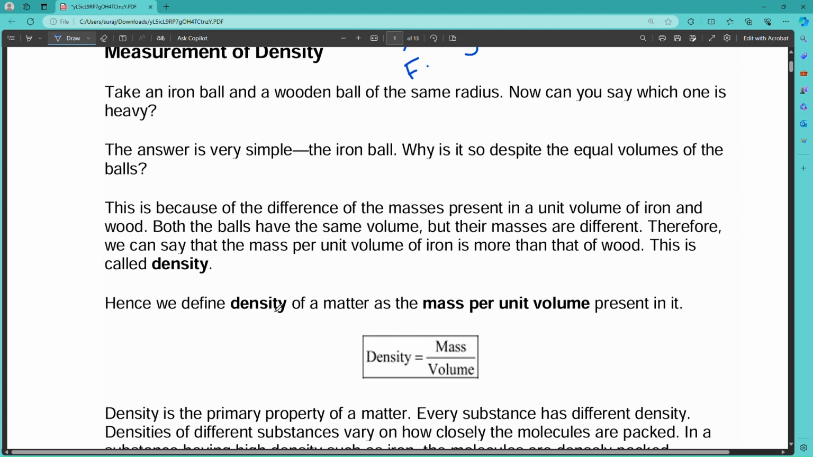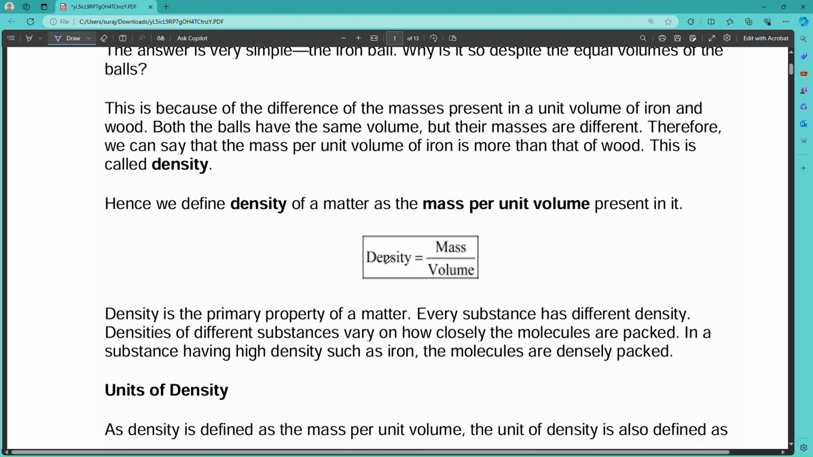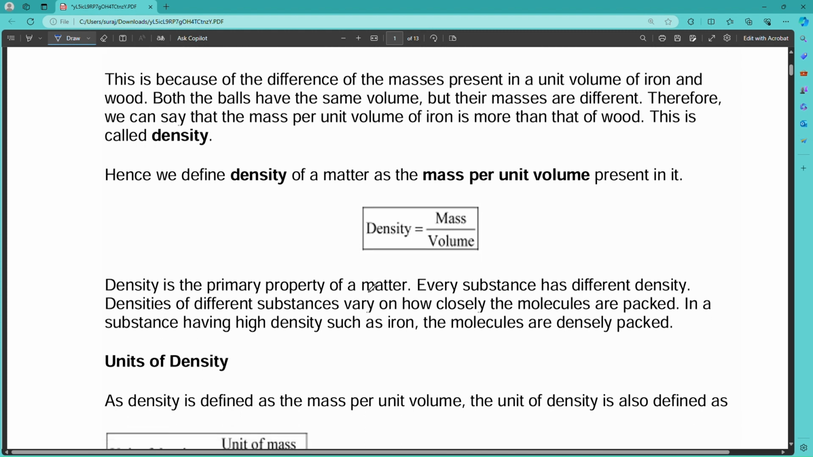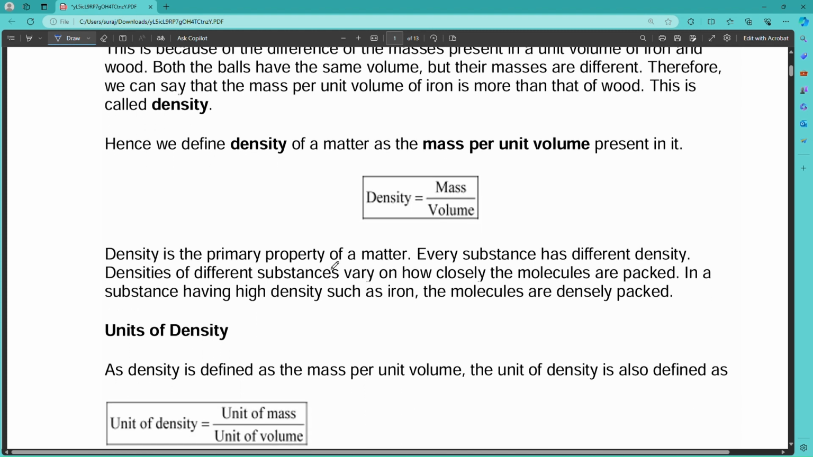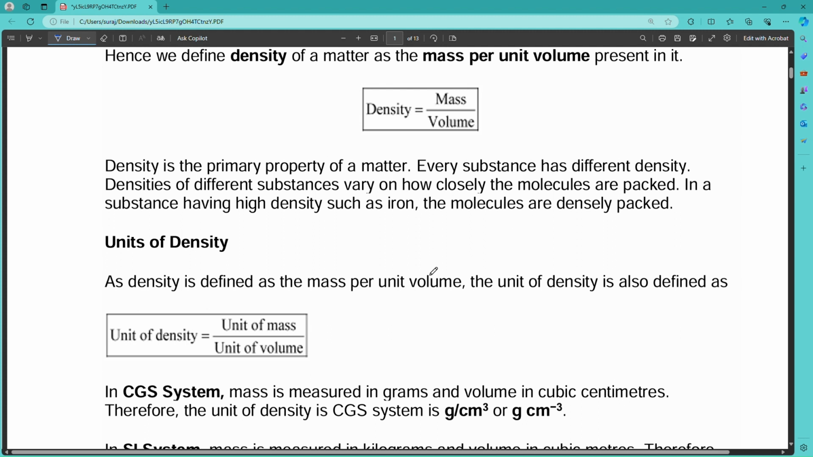That mass per unit volume is known as density. Density is simply defined as the mass per unit volume of a matter, and we can give the simple formula: density equals mass by volume. Density is a primary property of matter. Every substance has a different density, so it varies from substance to substance. Now, the unit of density is simply the unit of mass by the unit of volume.